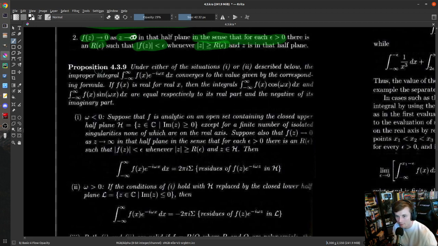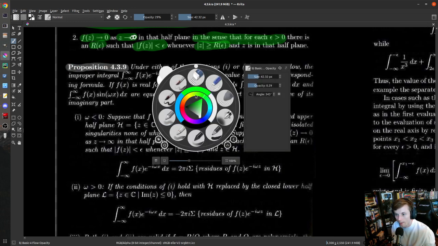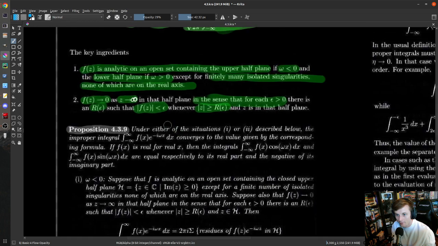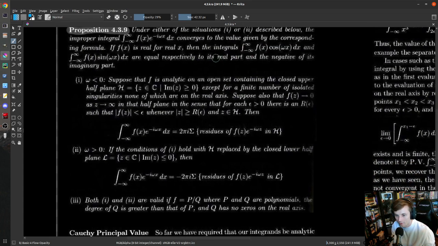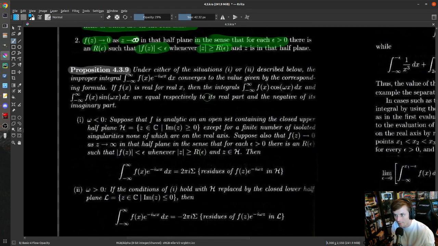Okay, so here's the proposition. Proposition 4.3.9. What we have is that under either situation 1 or 2 here, these two guys, which we'll talk about briefly, under situations 1 or 2 described below, the improper integral from minus infinity to infinity of f of x times e to the minus i omega x dx converges to a value given by a formula down here, one of these two guys.